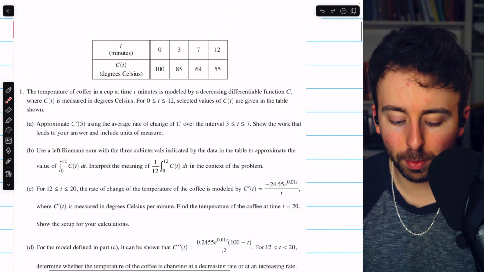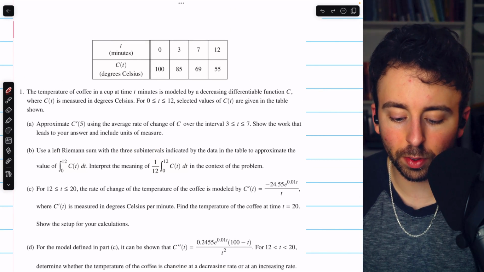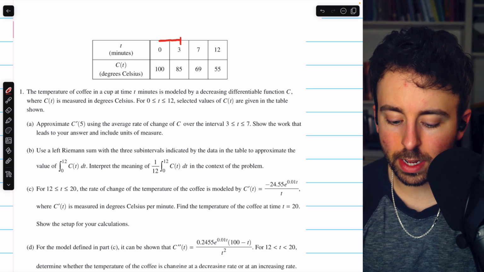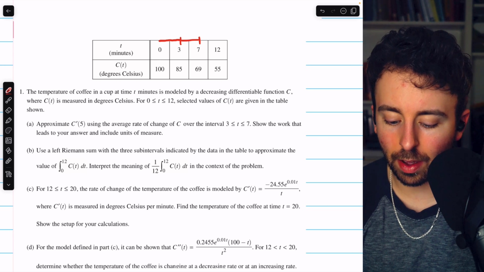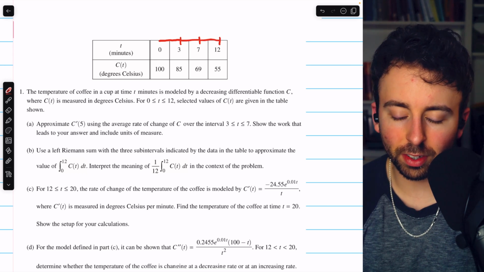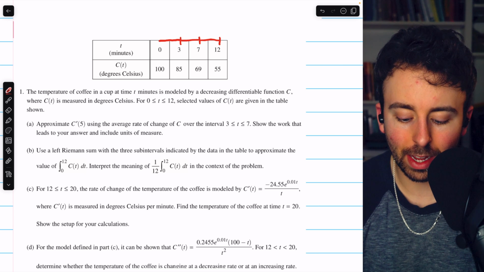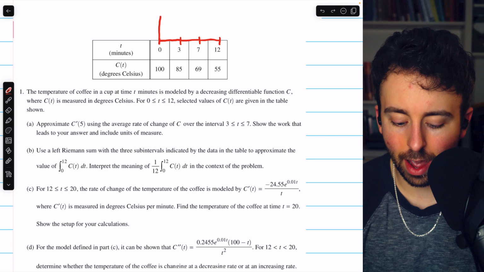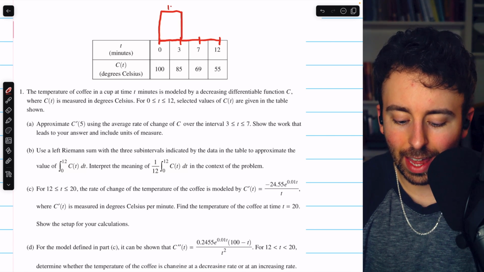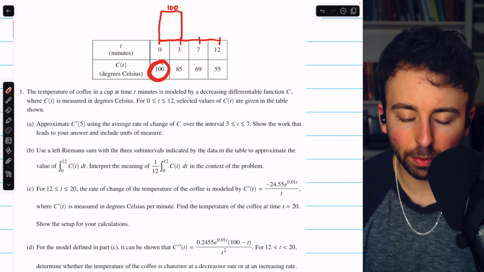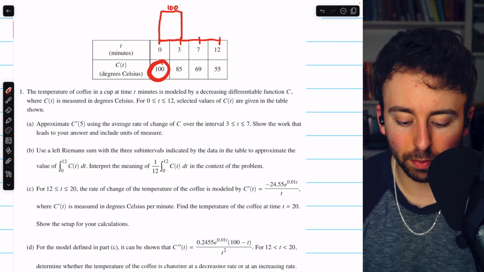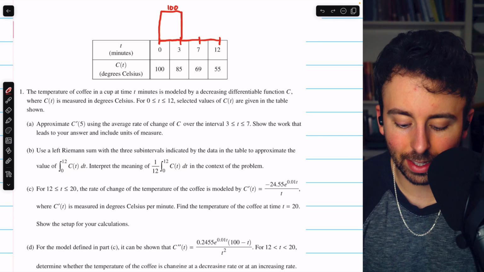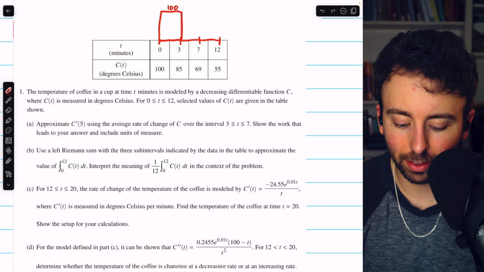Coming up to look at our table, we're supposed to use 3 subintervals, so we'll have to go from 0 to 3, from 3 to 7, and from 7 to 12. Now let's just sketch these rectangles that are making up the Riemann sum. This rectangle from 0 to 3 is going to have a height of 100, because this is a left Riemann sum, so we use the left endpoint to determine the height of the rectangle. The next rectangle has a height of 85, because that's the left endpoint. So maybe that looks something like this.